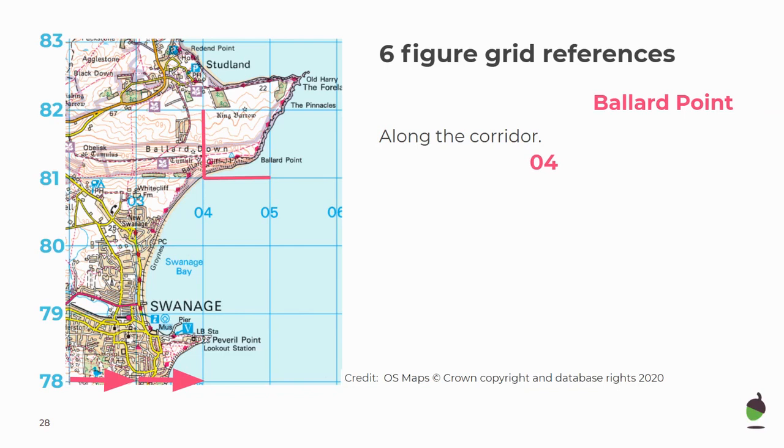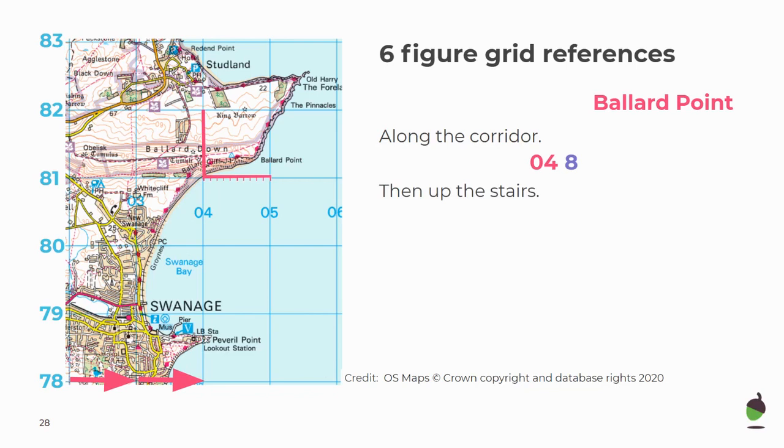And to do that, we split each square into 10 small sections. So this is on line 04. So it's 040, 041, 042, 043, 044, 045. And 5 is always at the middle, so you can estimate that really easily. 6, 7, 8, 9, and then we're back to the line again. So this is actually 050. We're looking for Ballard Point though, so how many along? It is 8 little squares along, so 048.